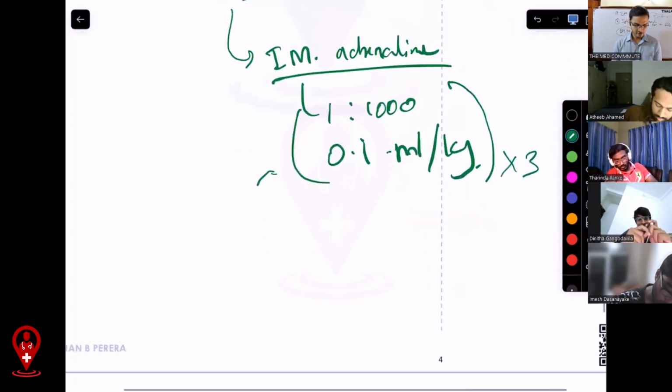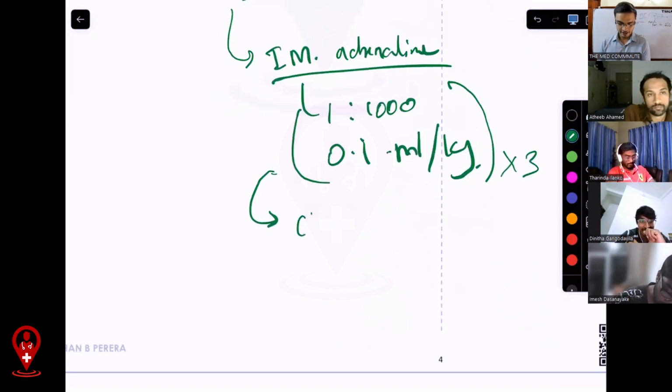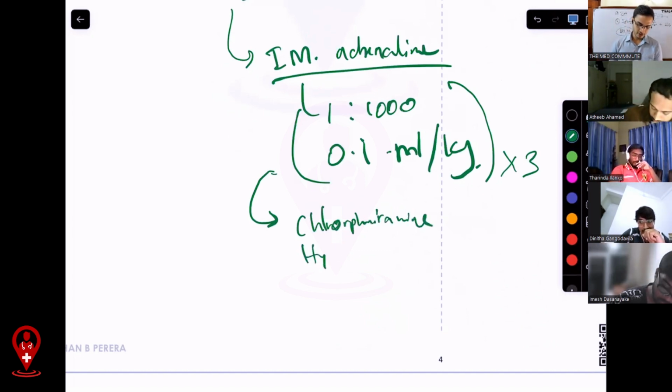Then, guys, apart from this, we can also add some other drugs, right? Chlorpheniramine, depending on availability, and hydrocortisone. We can add these.